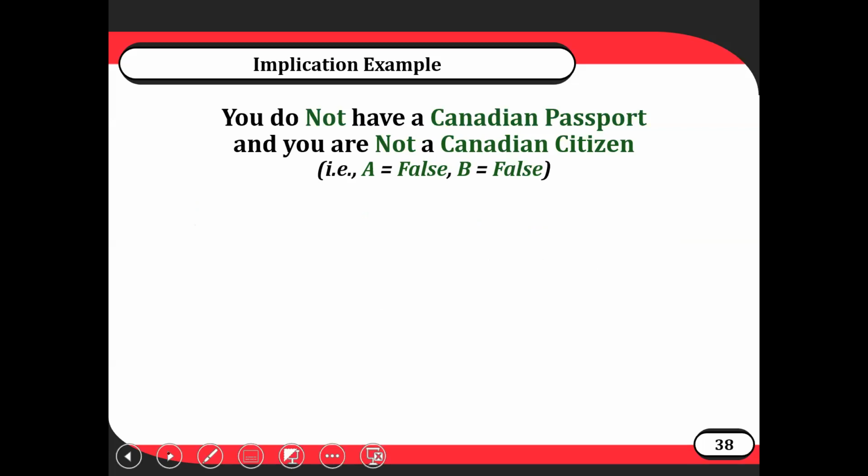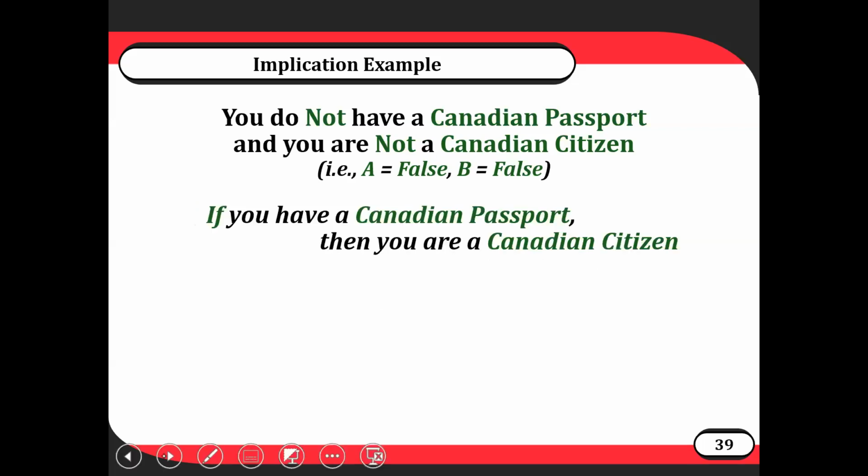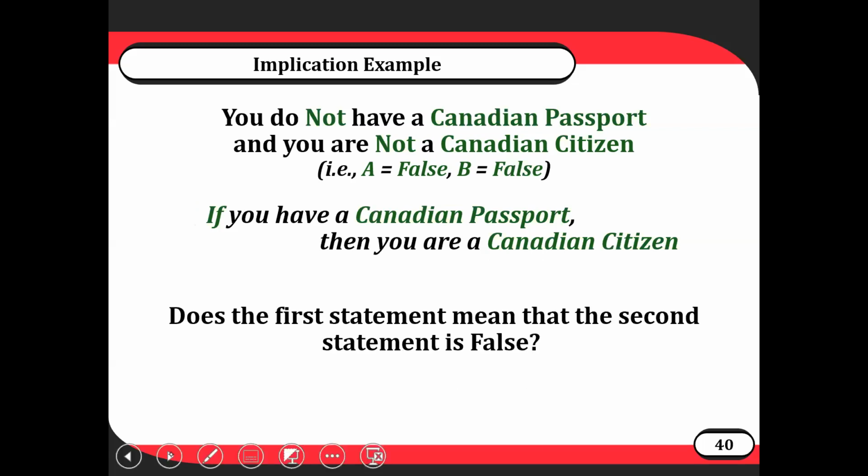You do not have a Canadian passport and you are not a Canadian citizen. So the law is if you have a Canadian passport, then you must be a Canadian citizen. So again, have we broken any laws? Well, no. If I'm from another country other than Canada, and I don't have a Canadian passport, there's nothing wrong with that. I haven't broken any Canadian laws. So again, did the first statement mean that the second statement is false? No, it can still be true. So we haven't explicitly broken this law.